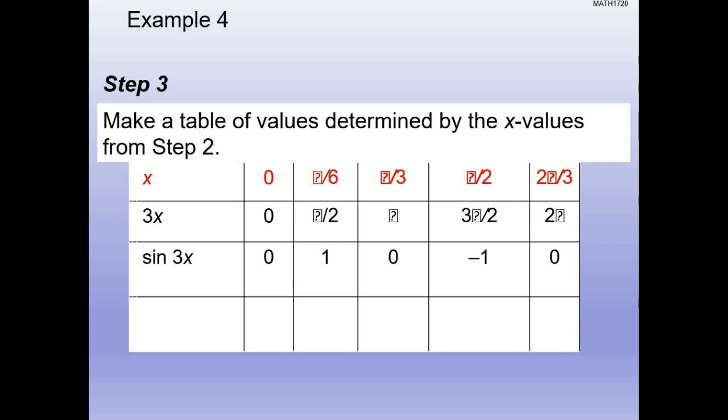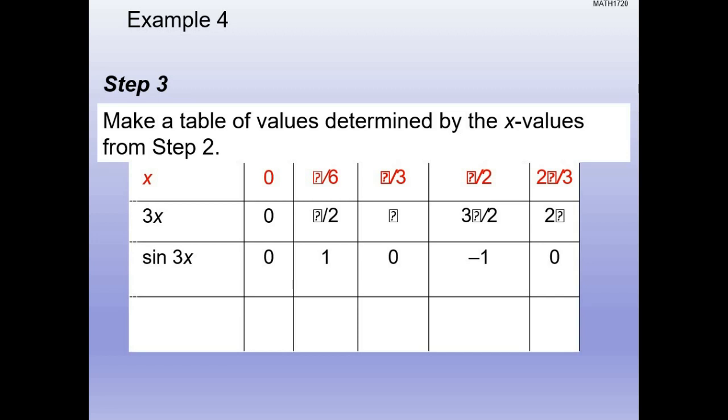So when I substitute in 0, I get 0. When I substitute in pi over 6, I get pi over 2 as an answer. When I substitute in pi over 3 for x, 3 times pi over 3 is pi. That's why there's just one pi in there. Then I have pi over 2 times 3. That gives me 3 pi over 2. And then I have 2 pi over 3 times 3. That gives me 2 pi.